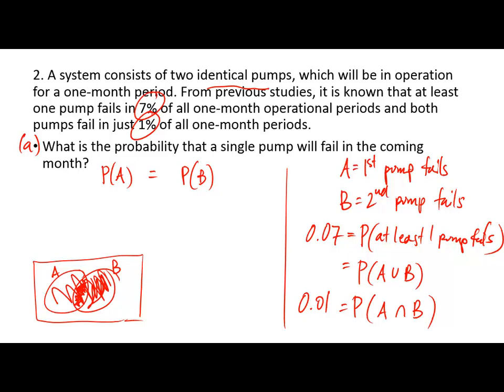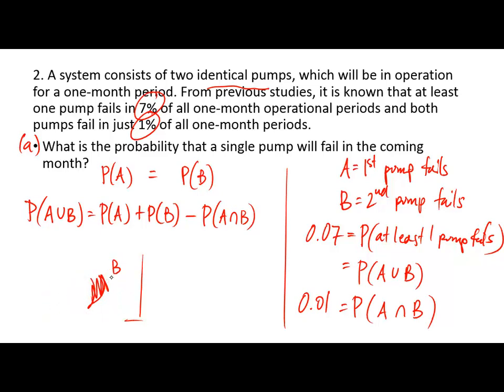So since we have the union and intersection, can we use this proposition 4 here with the union and intersection? Absolutely. So what's that called? That's the general addition rule. So what does that tell me? P of A union B is equal to P of A plus P of B minus P of A intersect B. Exactly right. So that's our general addition rule there.